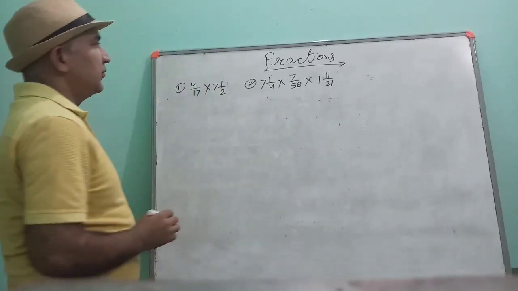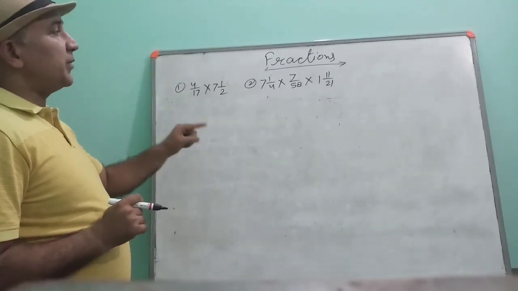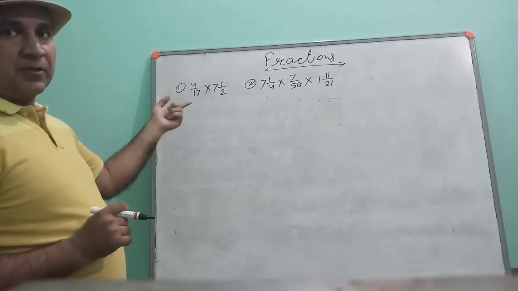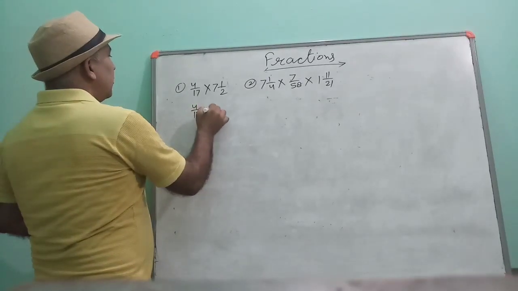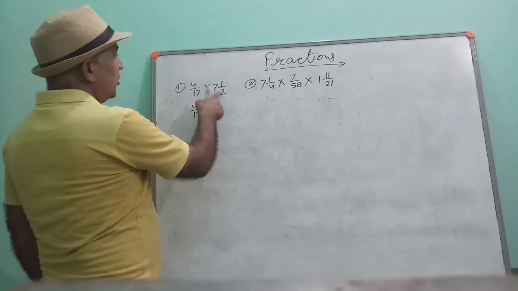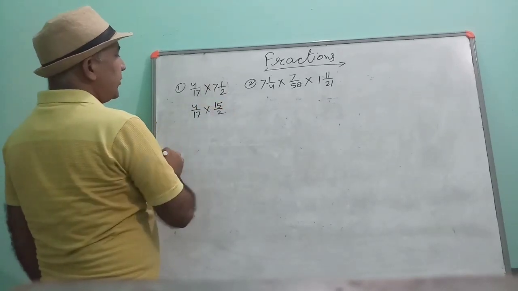See how to solve. I hope you can see that these types of questions you have practiced in rational number chapters. Okay? How to do? First we will convert this mixed fraction into improper fraction. 2 into 7, 14 plus 1, 15 by 2.